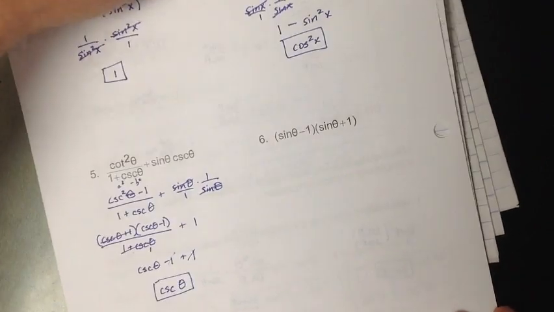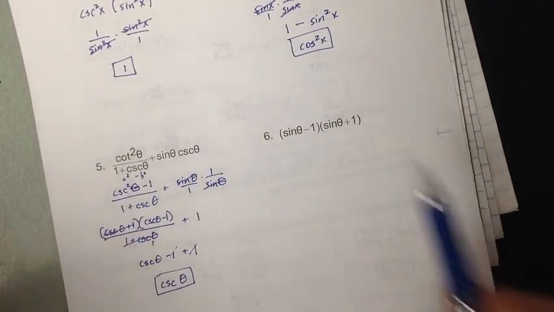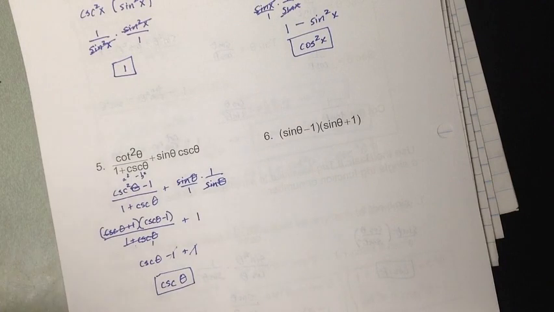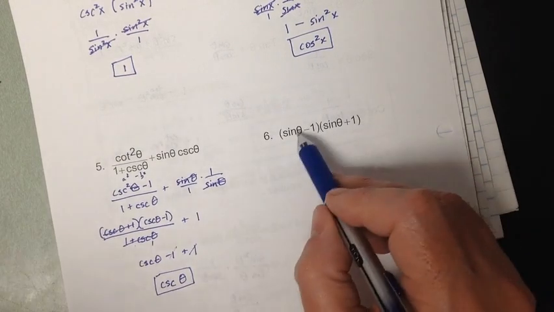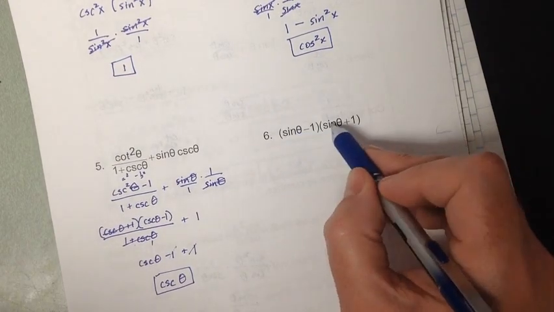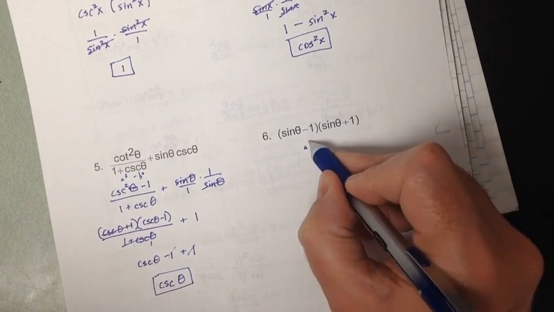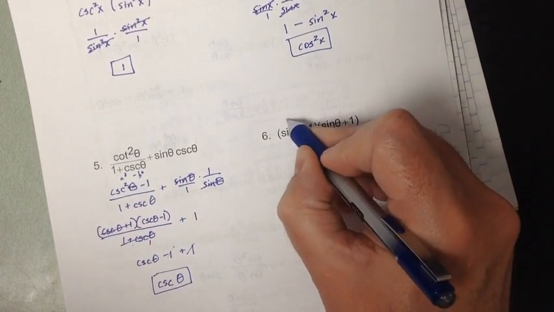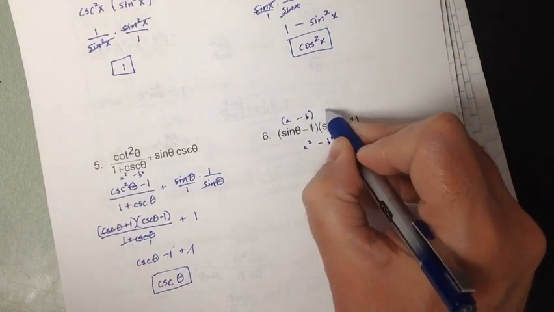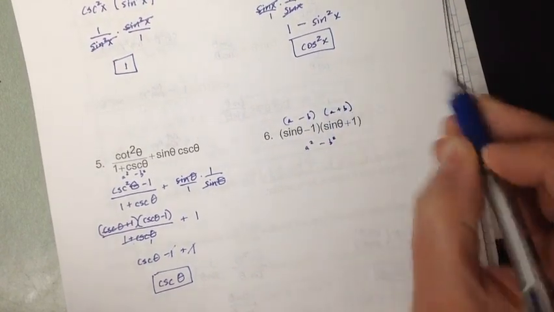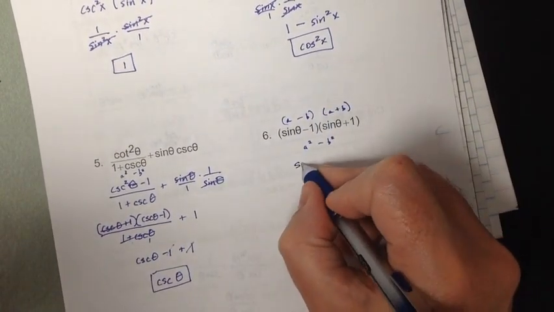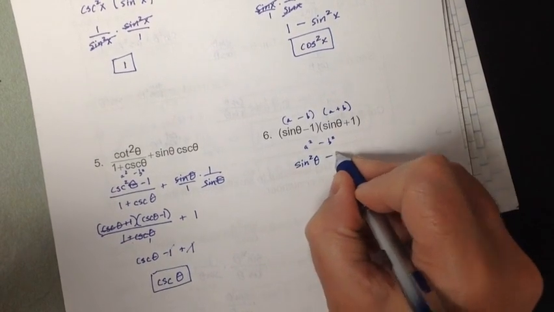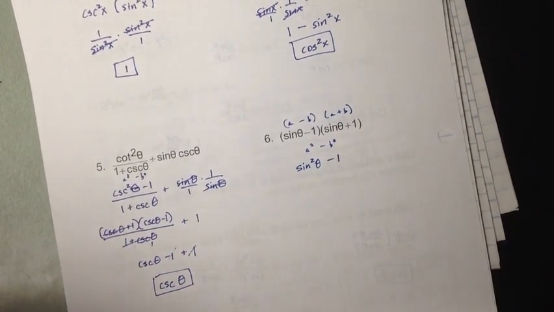Last one. Sine theta minus 1 times sine theta plus 1. Okay? If I FOIL this out, this is a minus b times a plus b, I know my answer is going to be a squared minus b squared. Right? So I know it'll be sine squared theta minus 1 squared, which is 1.